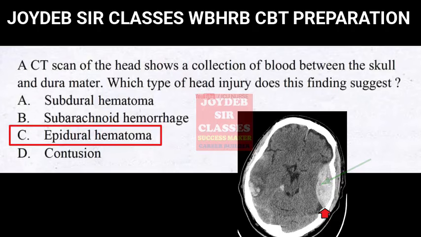An epidural hematoma is a collection of blood that forms between your skull and the dura mater, the outermost protective membrane covering your brain. The cause is usually an artery that gets torn by a skull fracture. Symptoms include severe headache and loss of consciousness.